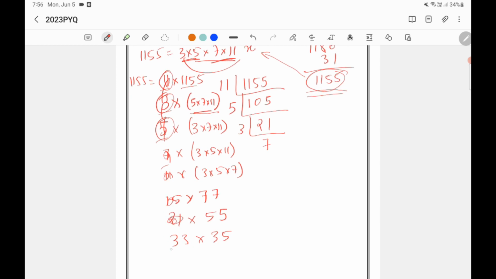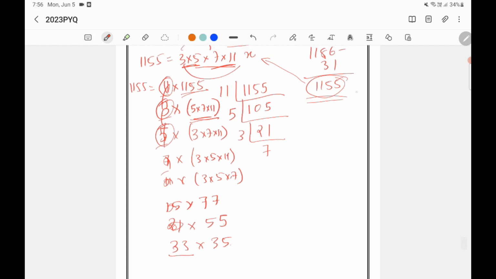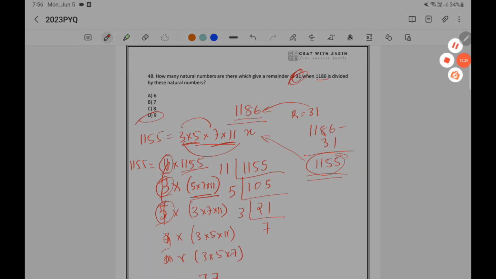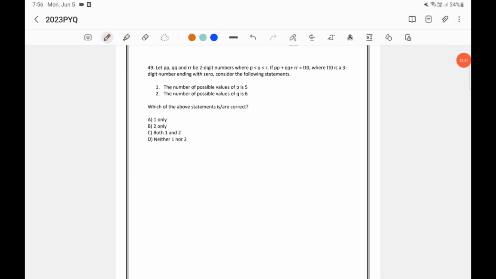So how many will come? 33 is coming. This will come, this will come. So how many total are there? 1, 2, 3, 4, 5, 6, 7, 8, 9. There are total 9 possibilities. So option D is the right answer. Okay. So now let us move on to the next question.